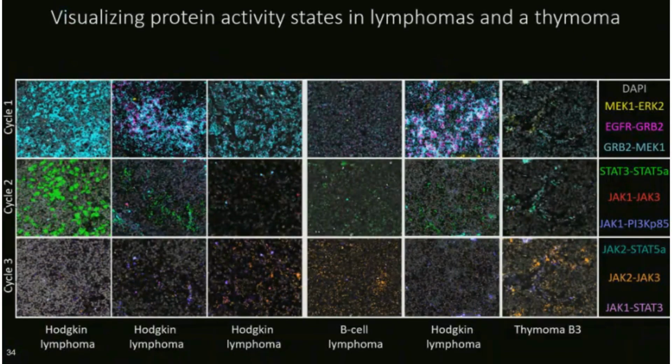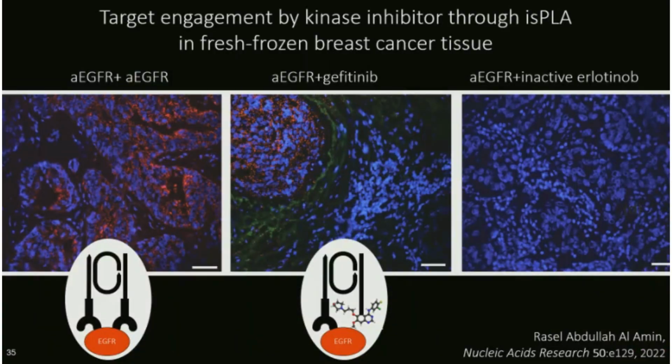And this is doing this now in patient tissue samples. These are a bunch of lymphomas, Hodgkin's lymphomas, a B-cell lymphoma, and a thymoma, looking at various protein interactions. So I really think this is what we should be doing. Transcriptome gives you a lot of information, but looking at what the proteins are up to really is what you want to learn. Final example, we can also replace one of the antibodies.